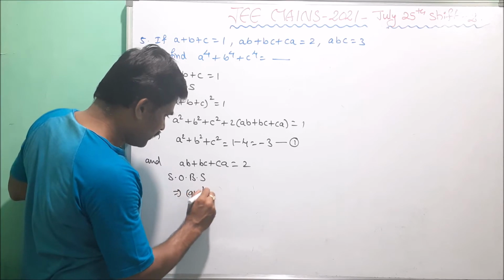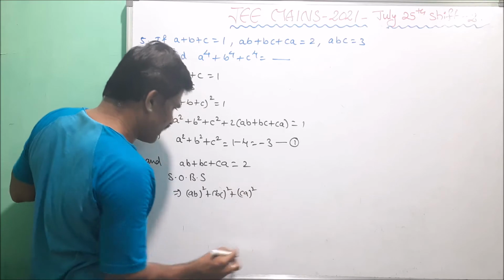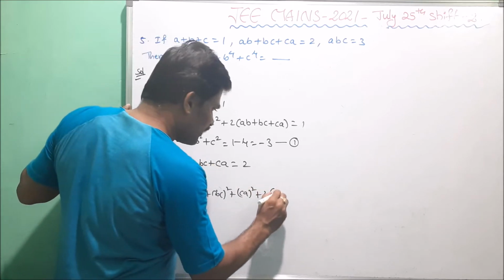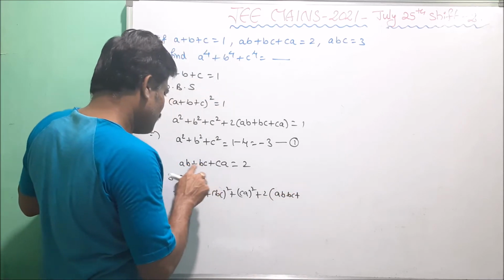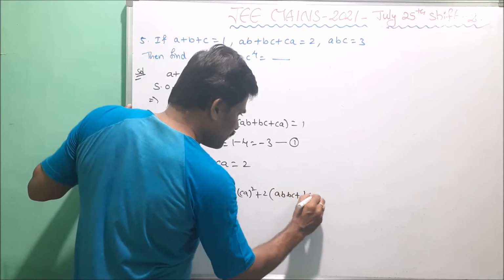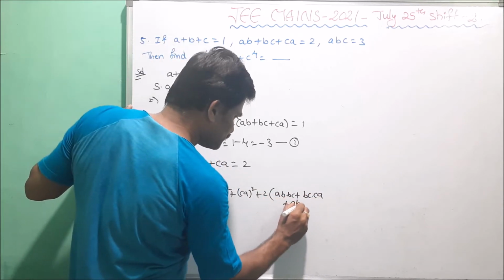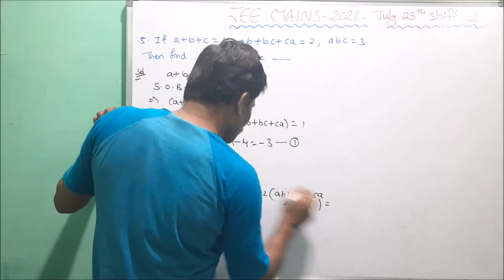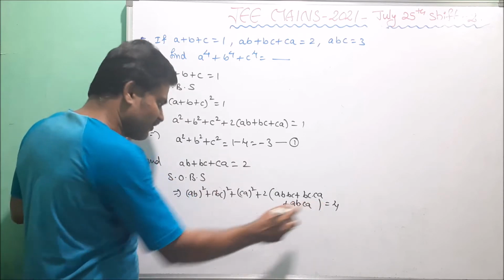AB whole square plus BC whole square plus CA whole square plus 2 into AB into BC. That means AB into BC plus BC into CA, BC into CA plus AB into CA. That value will be equals to 2 square, means 4. Now squaring on both sides, in right side also 2 square, that is 4.